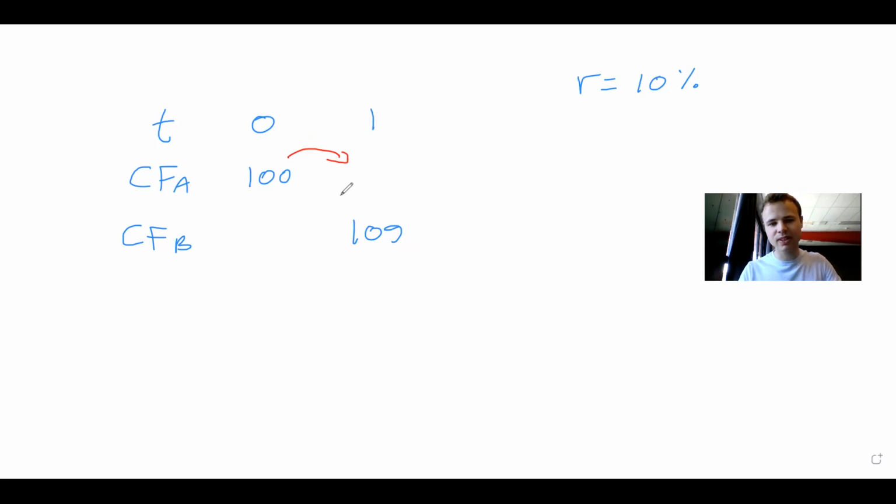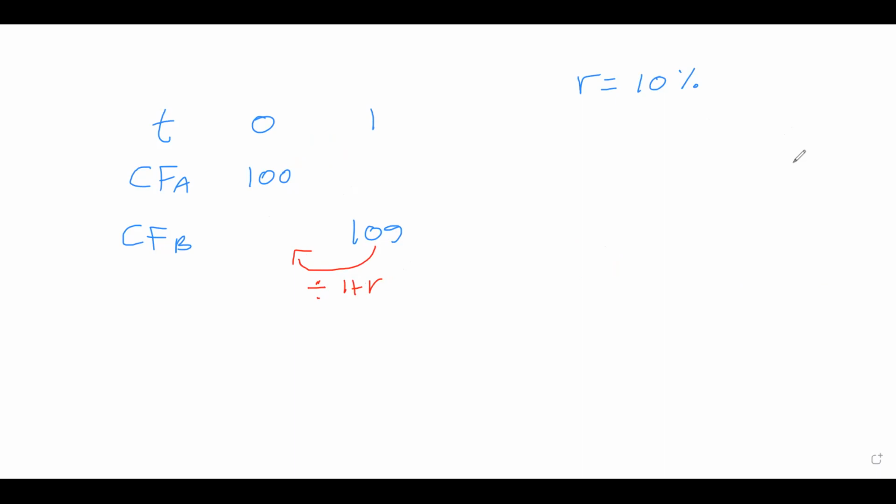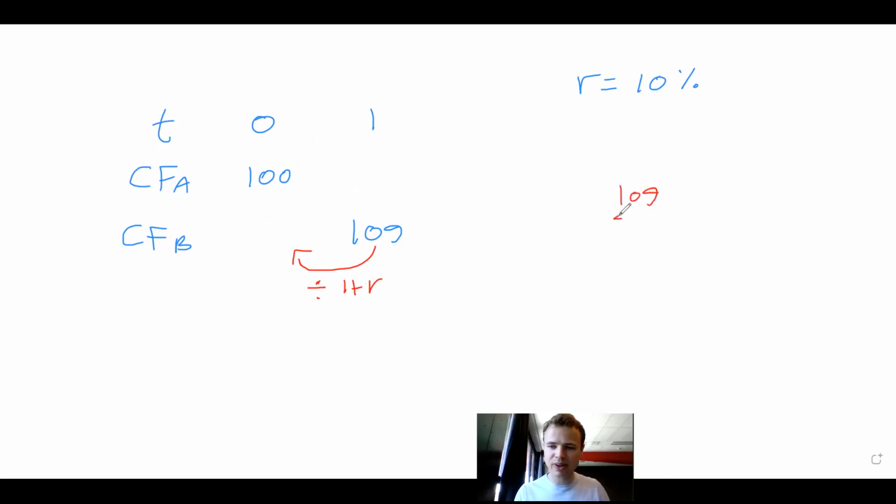But you could also do the opposite of multiplication. What is the opposite of multiplication? That is division, right? So you could also divide this 109 by 1 plus the r. And then you get the present value of the 109. And what would be the present value of 109? Could you calculate it for me? Maybe somebody else could also do it. You could just take your calculator. So 109 divided by 1.1. What do you guys get?